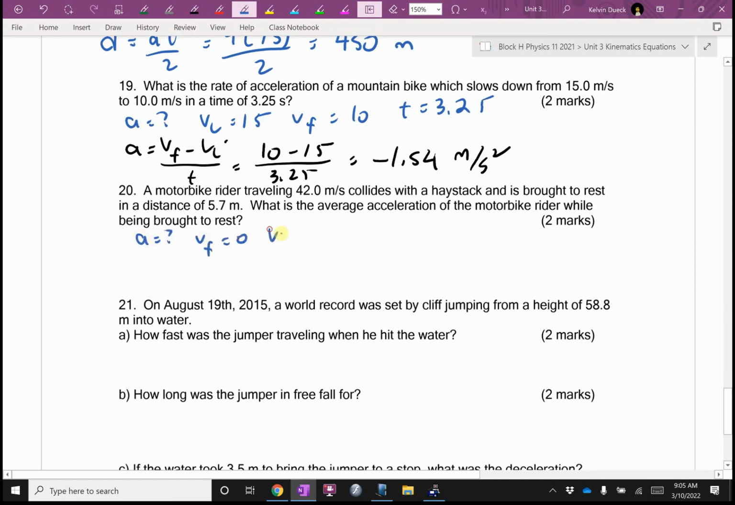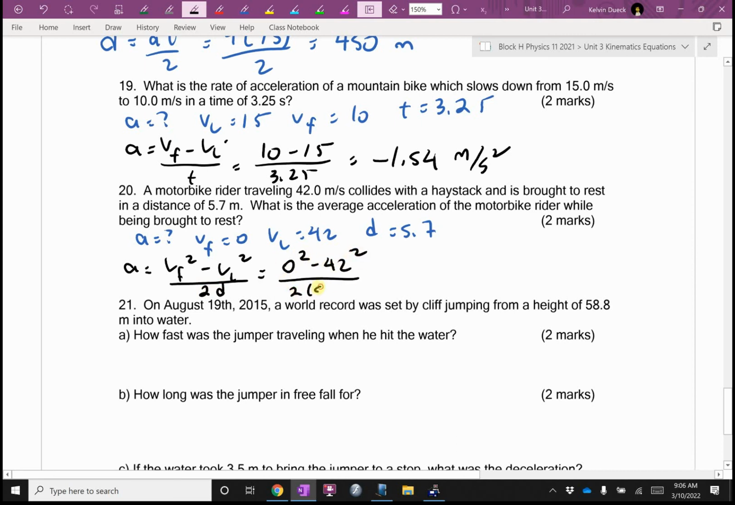VF is 0. VI is 42. And D is 5.7. I think I'm going to end up using VF squared equals VI squared plus 2AD. Now, Josh, I want to get the A by itself. How am I going to do that? Let's see. The VF squared would drop down like a domino, minus VI squared all over 2D. It's going to be 0 squared minus 42 squared all over 2 times 5.7.